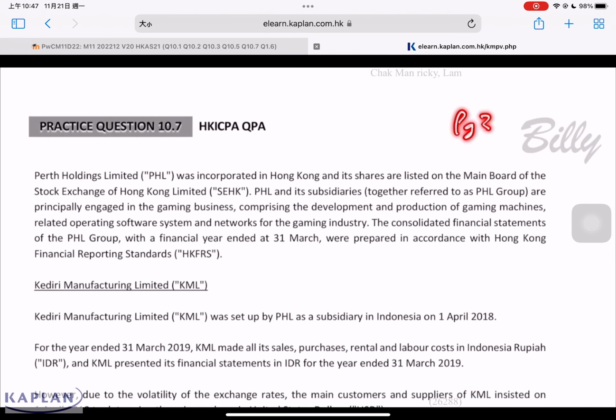Please refer to page 314, question 10.7. A module A question is to discuss the factors to consider and the effects on the change of functional currency and for the change in presentation currency. Study the questions, understand the issue. We're going to discuss this question shortly.